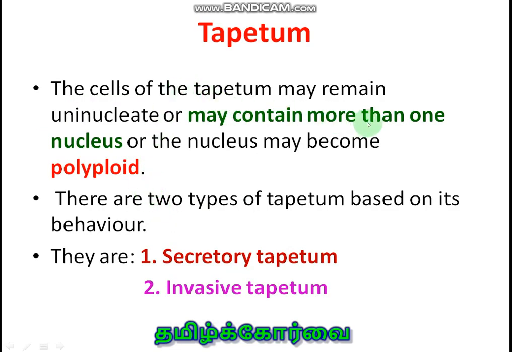Tapetum may contain one or more nuclei. If it contains more nuclei, sometimes these nuclei join together and it will exist in a polyploid condition. And there are two types of tapetum. One is secretory tapetum and another one is invasive tapetum.